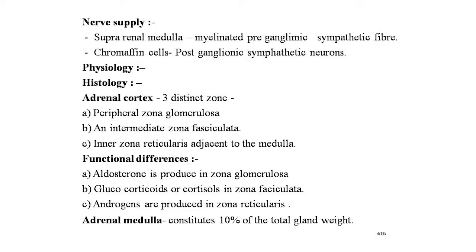Adrenal medulla constitutes 10% of the total gland's weight. Adrenal medullary cells are polyhedral in shape and are arranged in cords. They contain catecholamines and precipitate chromium salts that stain brown with the hematoxylin and eosin stain. On electron microscopy, the coarse vesicles containing epinephrine and norepinephrine can be identified.